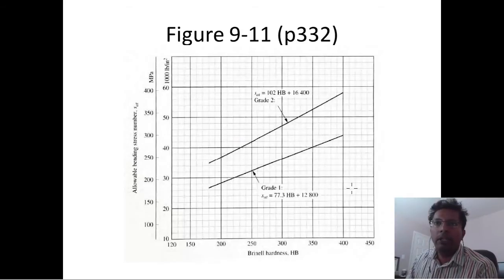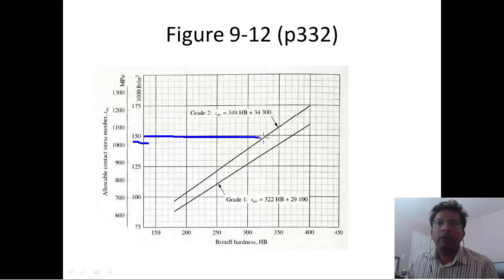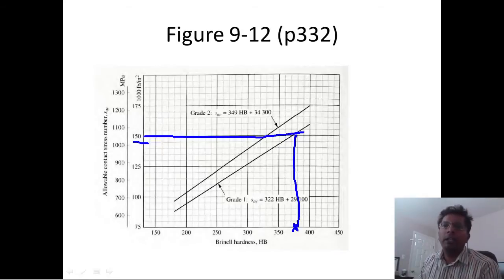Then you look at the next figure, 9-12, which is the hardness for the contact. The contact for the pinion is typically the limiting case. Imagine you do the calculation and this number comes to 150. You do this again, picking grade 1, and then go down here. This comes to 375, right about here. The previous hardness, I don't recall, let's say was 300. Then we go back to the table and pick a harder material which will satisfy both the contact and the bending requirement.